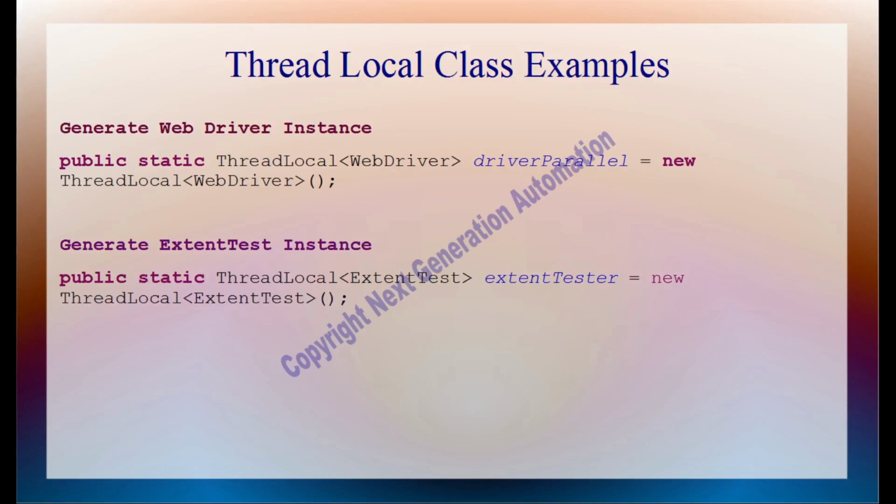The next example is generating the ExtentTest instance. We are going to create a ThreadLocal class of generic type ExtentTest, and once this is done, we can implement multi-threading in our test reporting.